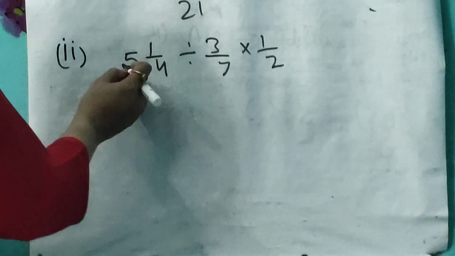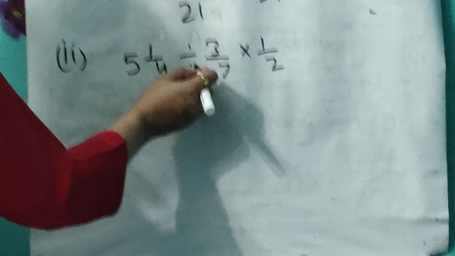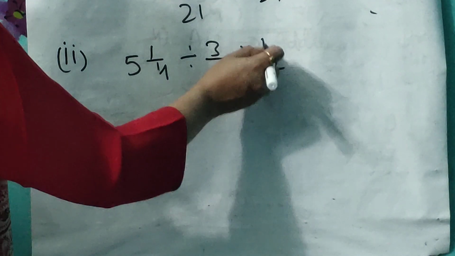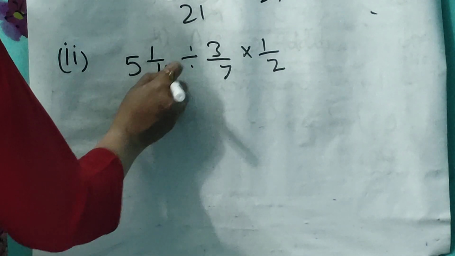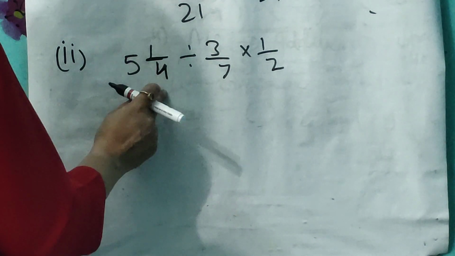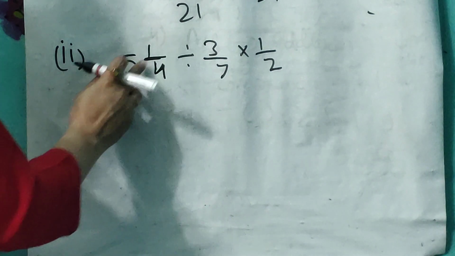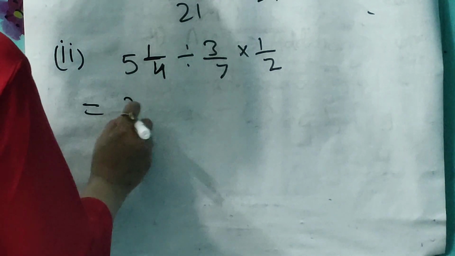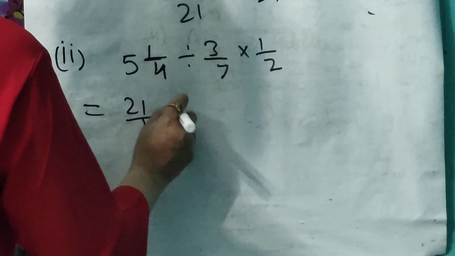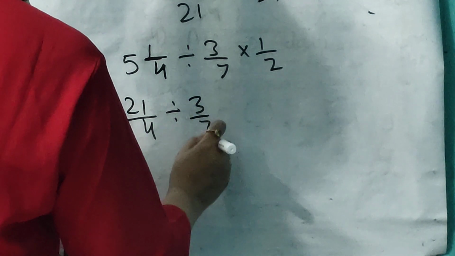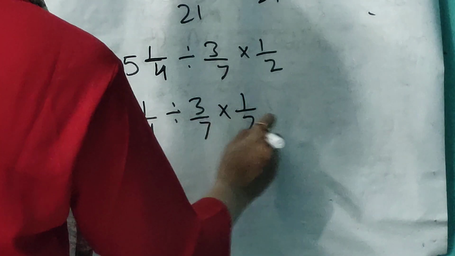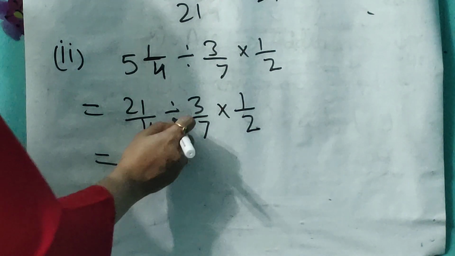Next question is 5 whole 1 by 4 divided by 3 by 7 into 1 by 2. Here first you will change this 5 whole 1 by 4 into an improper fraction. So 4 fives are 20, 20 plus 1, 21 by 4 divided by 3 by 7 into 1 by 2. So now the division you will solve.